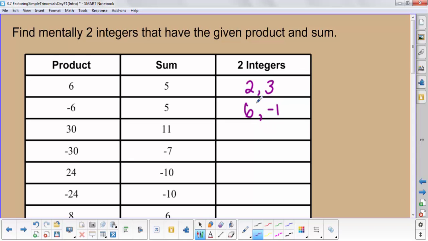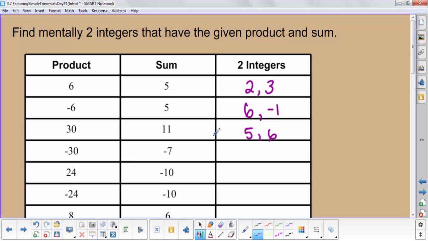So I'll do one more with you, and then we can pause the video, and I'll let you fill out the rest of the chart. So, two numbers that multiply to 30 but then add to 11. I know that 5 times 6 gives us 30, and I know that 5 plus 6 gives us 11.